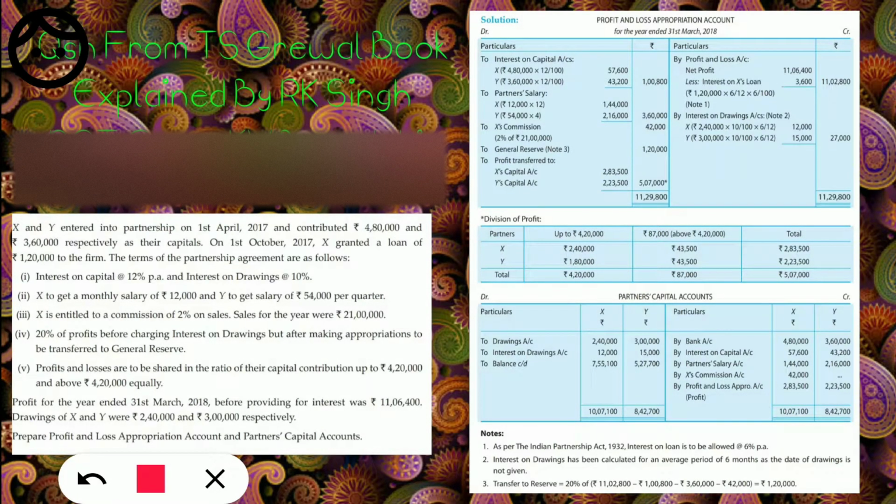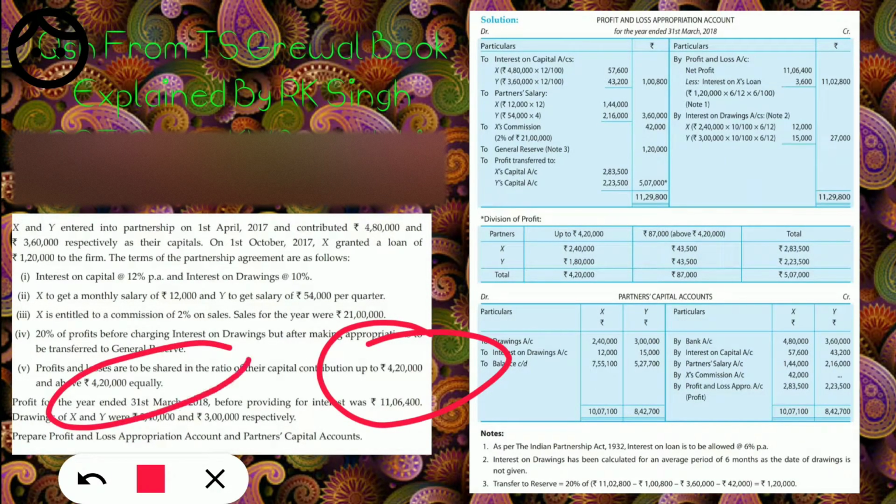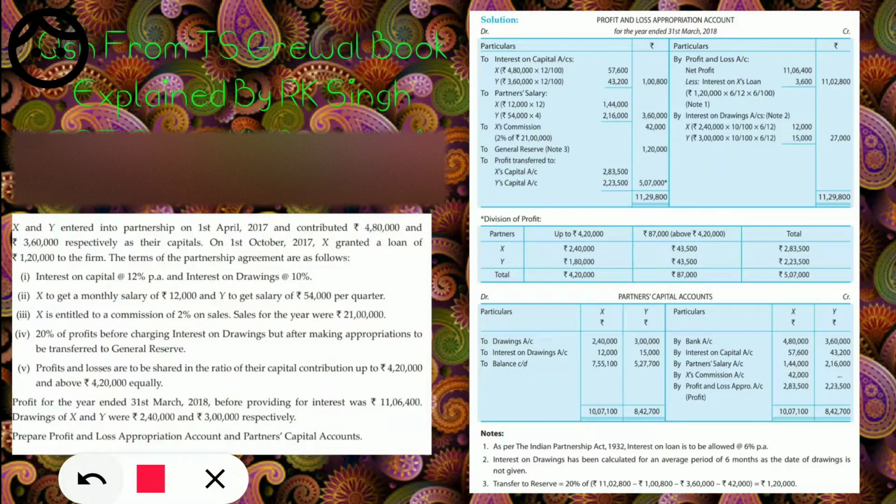Now the next entry is that profit and losses are to be shared in their capital contribution up to 4,20,000 and above 4,20,000 equally. Now there are two conditions. First we have to calculate the capital ratio. The amounts of capital are 4,80,000 and 3,60,000. If these two amounts are divided by 12, it comes to 4 and 3, so the ratio is 4:3 for the first 4,20,000.